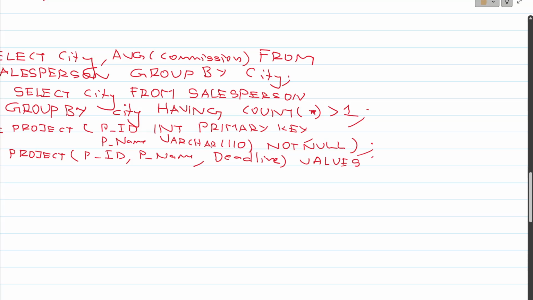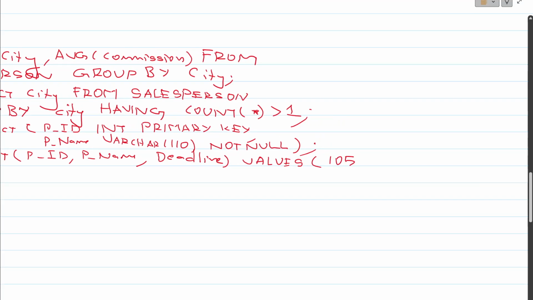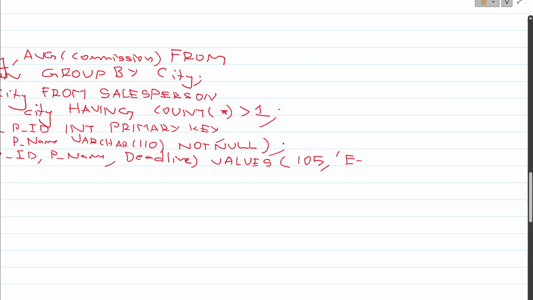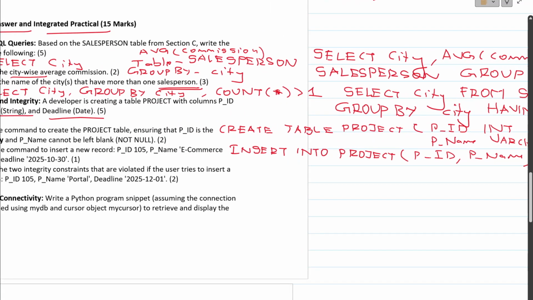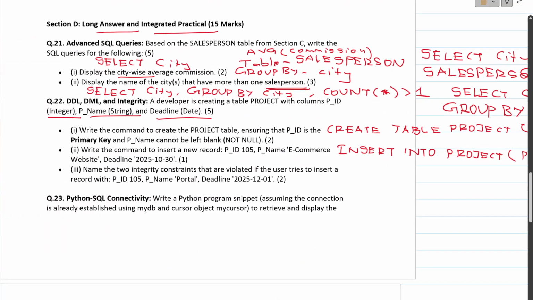Here you will be writing what all values are given in the question. So the values 105, and the name as a string, so that has to be kept in a single quote, that is e-commerce. Thereafter the deadline is 2025 10:30, in a single quote. Okay, then a semicolon. Over. Okay, so we have already done 3 of the most beautiful questions from this particular area.